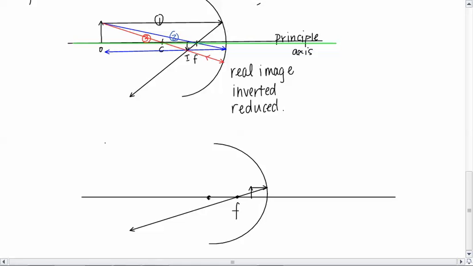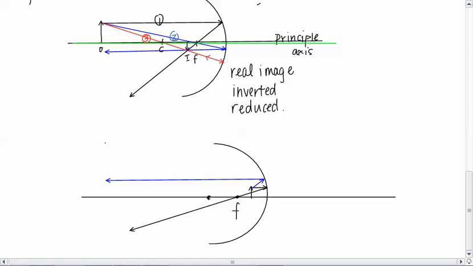Now the second ray is in line with the focal point. So line your ruler up with the focal point at the top of the object. Draw a line that goes from the top of the object to the mirror, but then it bounces out parallel to the principal axis. So like about this.